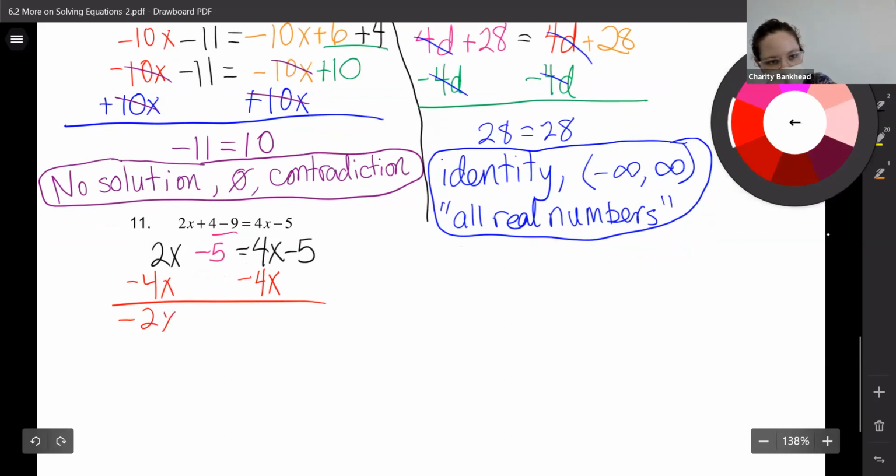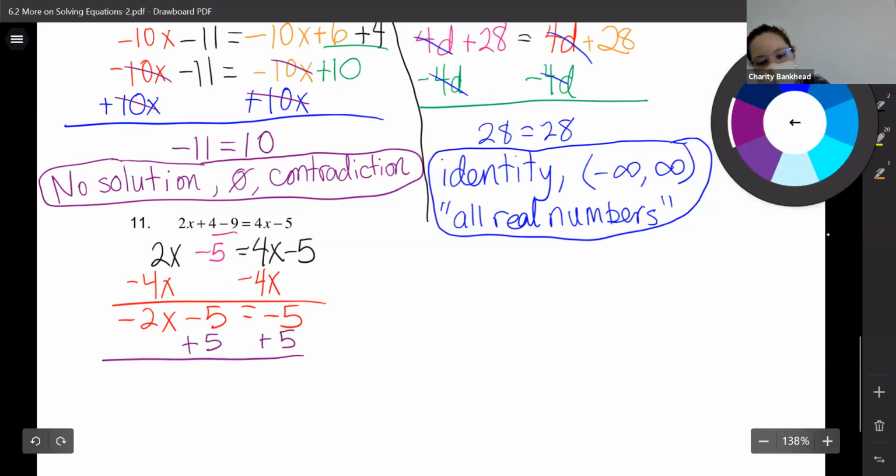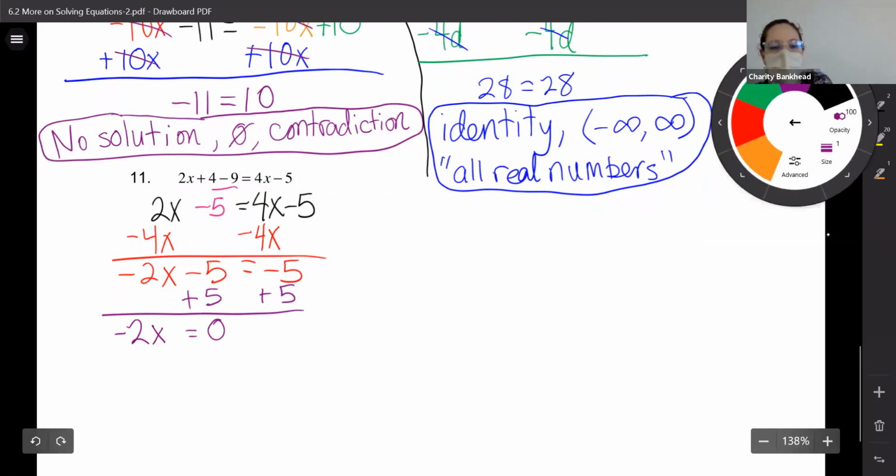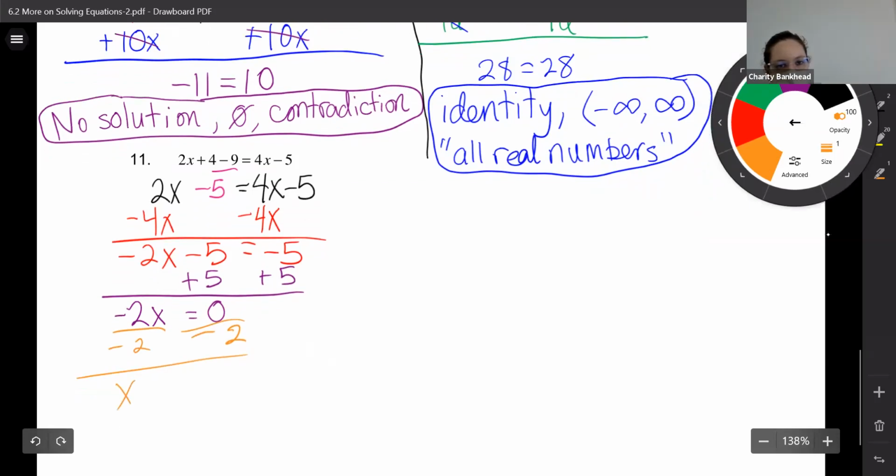So negative 2x minus 5 equals -5. And next I would add 5 to both sides. And that gives me negative 2x equals 0. And then I'll just divide both sides by -2, which gives me x equals 0.